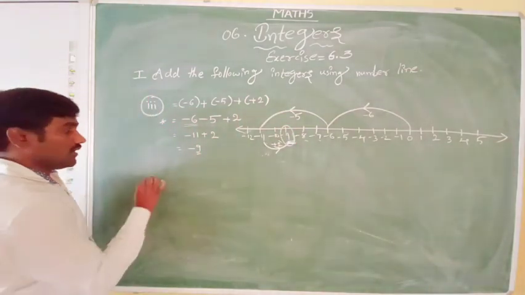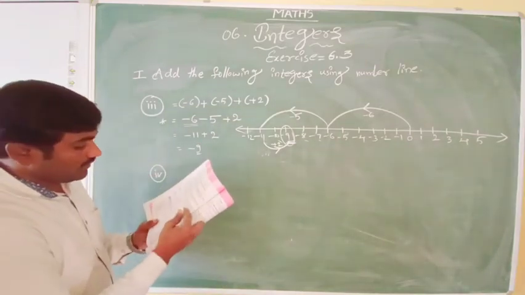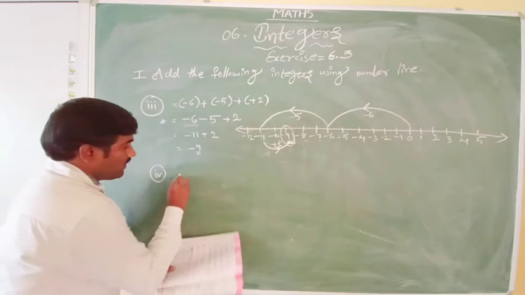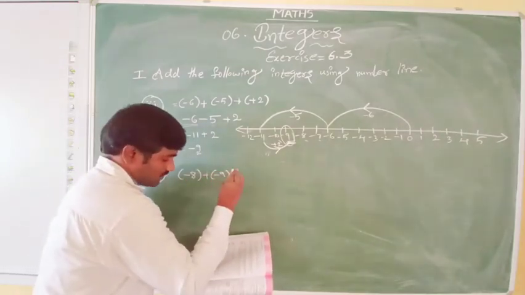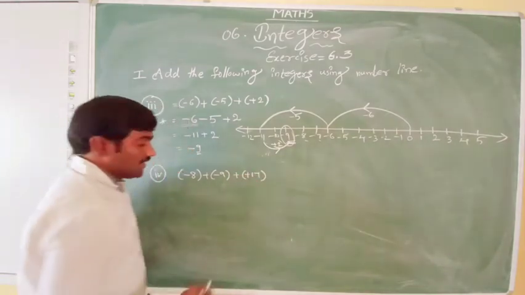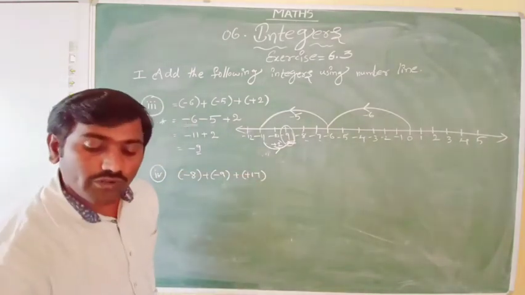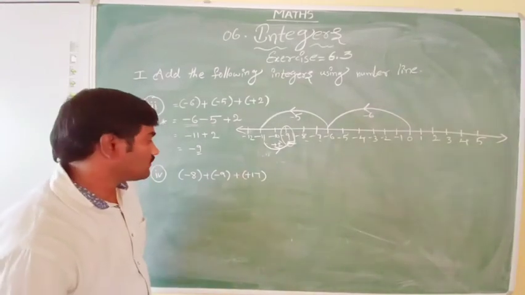See. Okay. I will make you understand by taking one more example. Here, minus 8 plus of minus 9 plus of plus 17. See, this question I am going to do here now. Okay, let's look at this question.